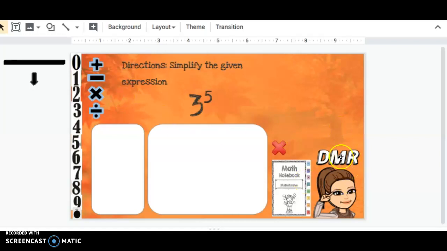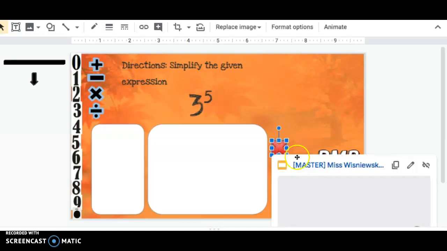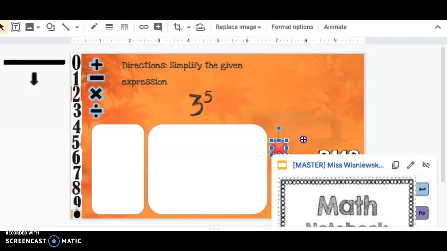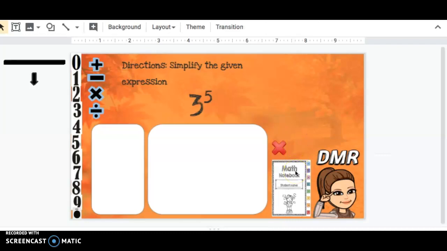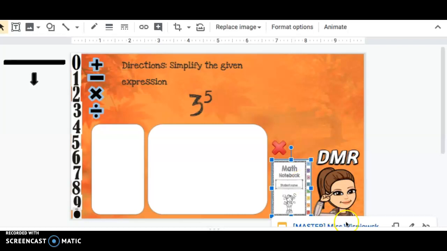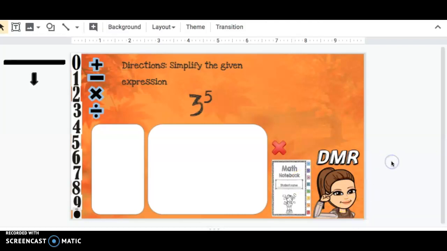Alright, so we're going to go over our DMR. Remember, the red X is for you to click on, and it will take you to your multiplication chart that you may need. And also, if you forget how to solve exponents, you can click on your math notebook, and that will take you to your notes and examples of how to solve exponents as well.